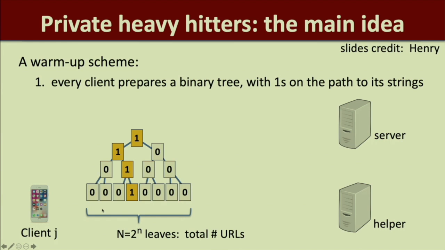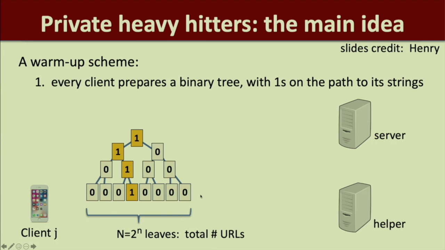Actually, you can think of it this way: if a URL is a 32-byte string, you can think of the leaves of this tree as all 32-byte strings. So that's an enormous number of leaves, right? That's an exponential number of leaves, but let's not worry about the size of the tree for just a minute. We'll compress it later.